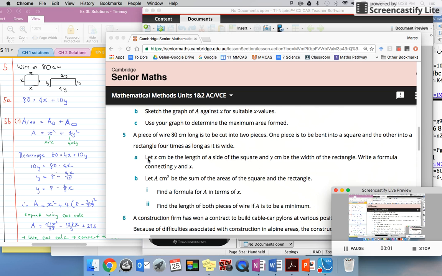Rightio. So let's have a look. Question 5. It says a piece of wire, 80 centimetres long, is cut into two pieces. One's bent into a square, the other into a rectangle, and it's 4 times as long as it's wide.